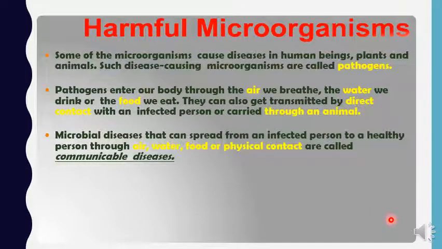The microbial diseases that can spread from an infected person to a healthy person through air, water, food, or physical contact are called communicable diseases. It's as simple as it seems. If any disease is spread due to coming into contact with any of these, then it is known as a communicable disease. Whereas the disease which does not spread by coming into contact with another person is referred to as a non-communicable disease. I hope it's pretty easy and clear.